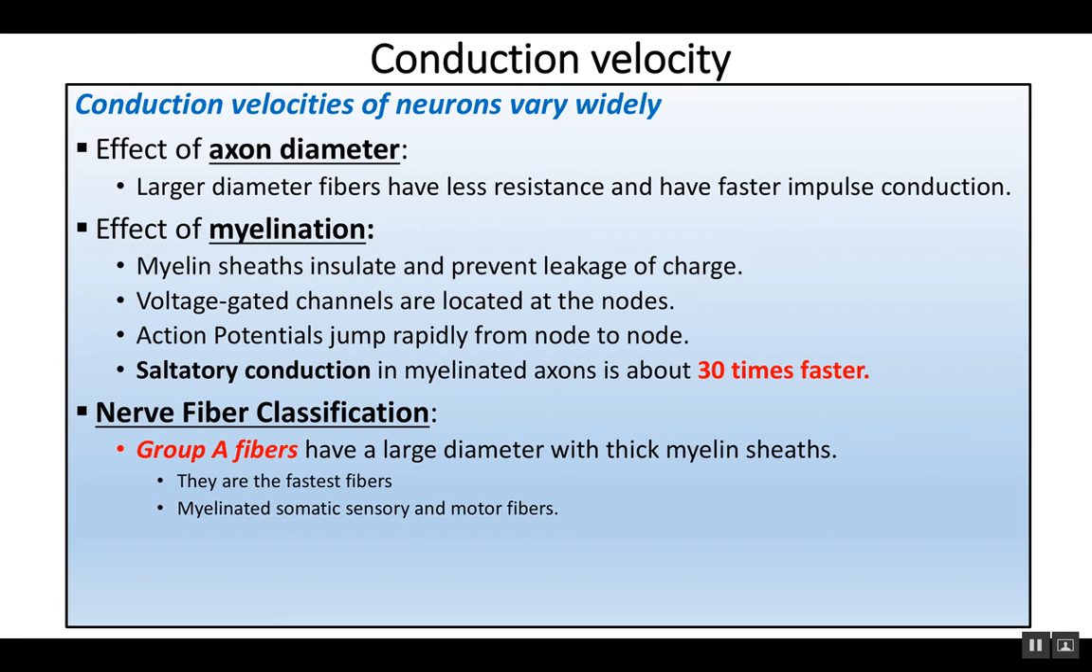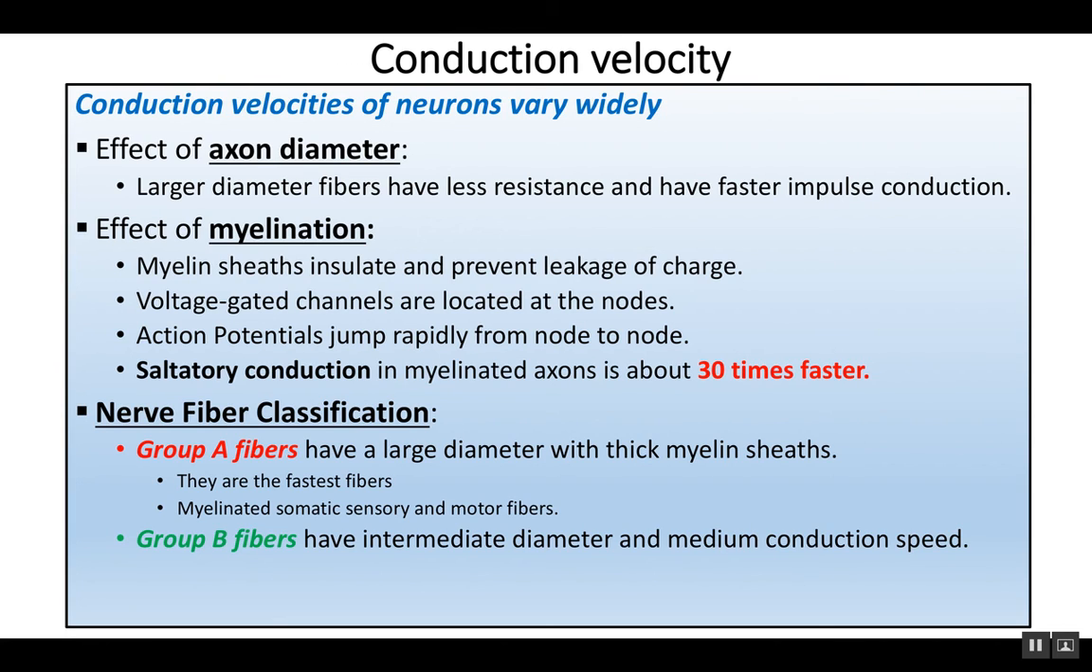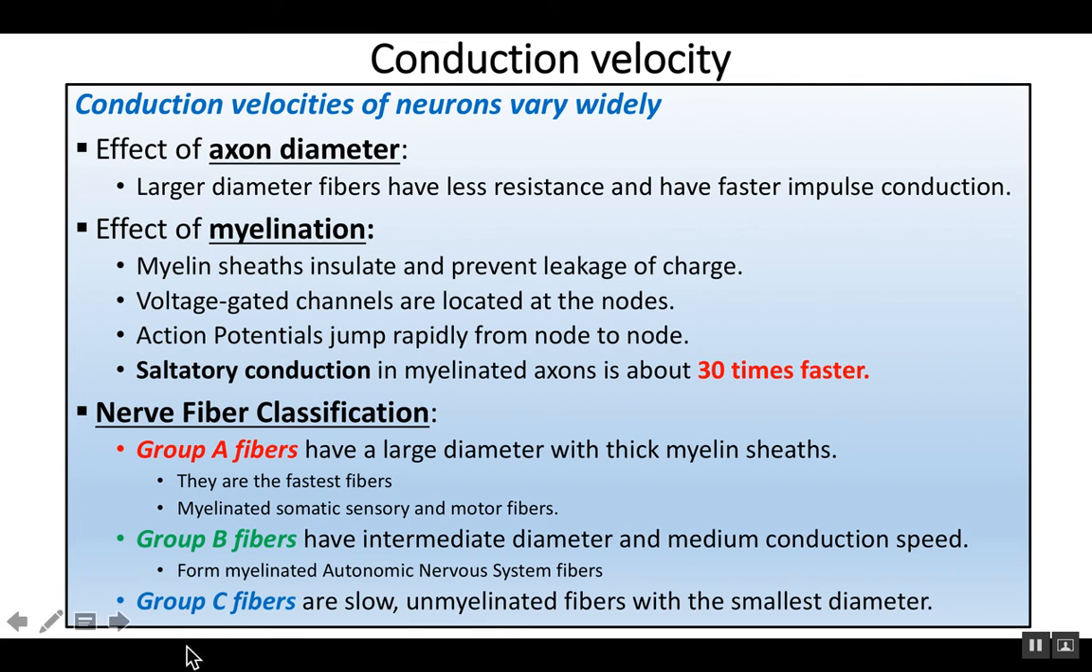Group B fibers are kind of the intermediate velocity fibers. Their size isn't as big, intermediate diameter, and less myelin, and therefore a medium conduction speed. And these are often found in the autonomic nervous system. The autonomic nervous system typically doesn't have to respond as quickly as, say, the somatic nervous system. And then you have the slow fibers, the group C fibers, unmyelinated fibers, smaller diameter.